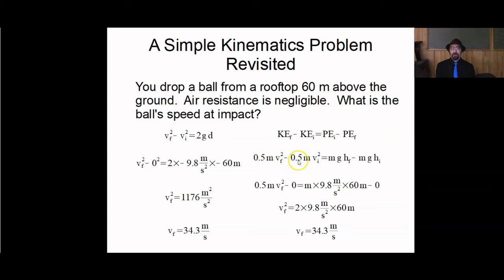0.5 mVf squared minus 0.5 mVi squared equals mg h final minus mg h initial. V initial is 0, h final is 0. Notice I changed the signs here, right? And I get 0.5 times m times Vf squared equals mass times 9.8 meters per second squared times 60 meters. I get Vf squared equals 2 times 9.8 meters per second squared times 60 meters. I crunch through, I take the square root, and I get the same 34.3 meters per second.